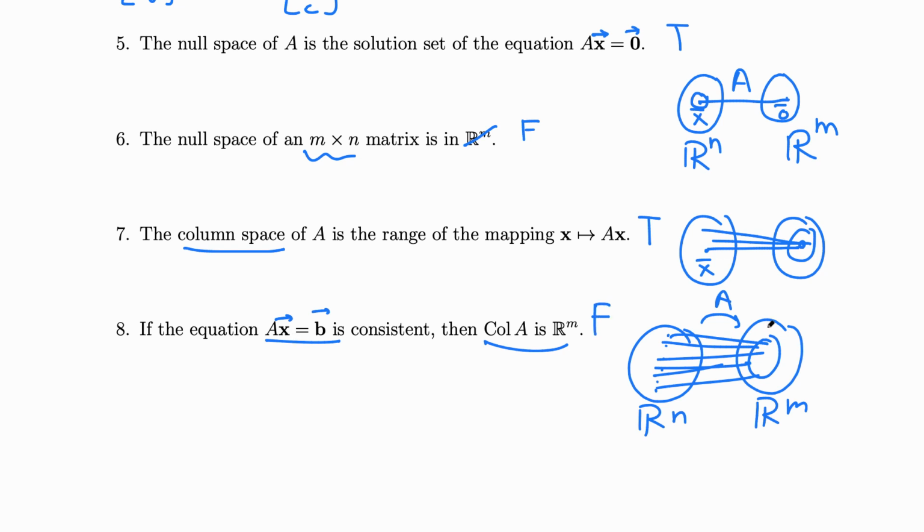Because this b is coming from outside, and it does not say for all b. If it said for all b, then this would be the case. But it just says one b, so it's not true. It's false then.